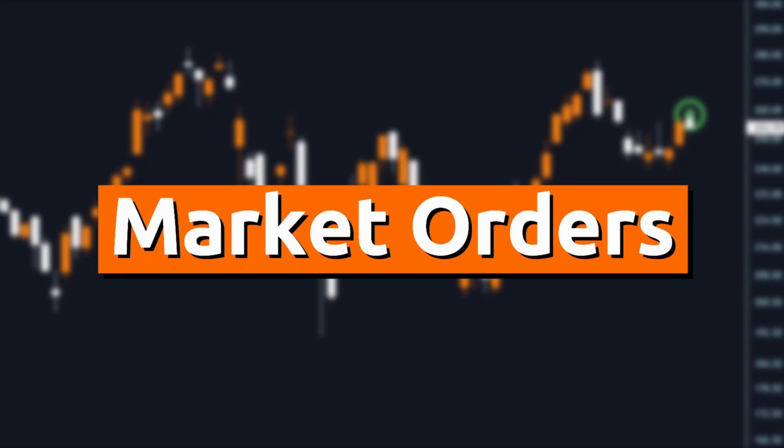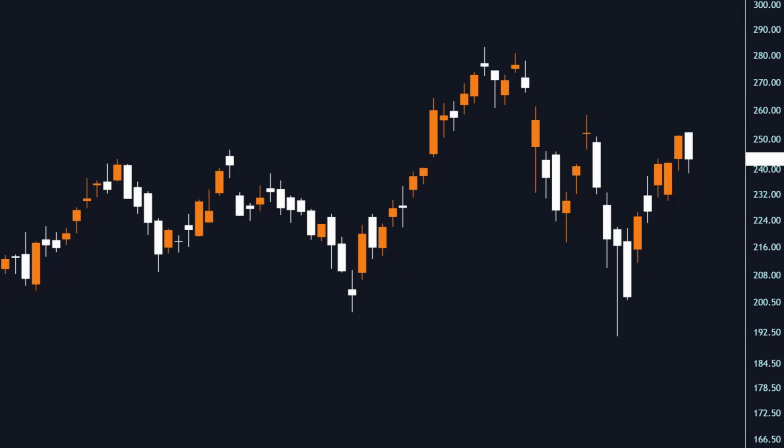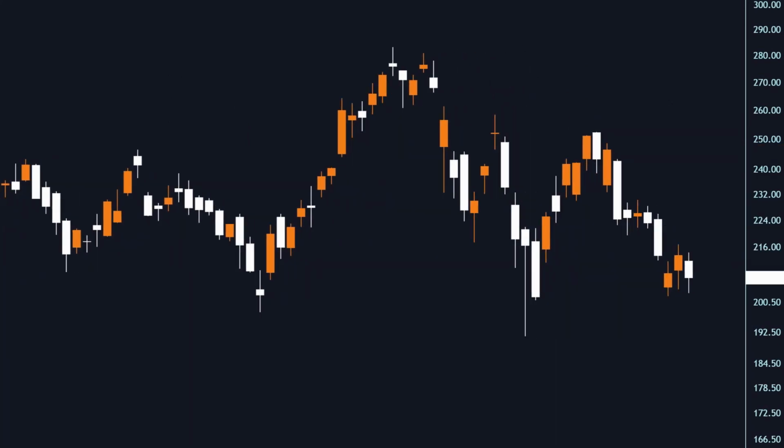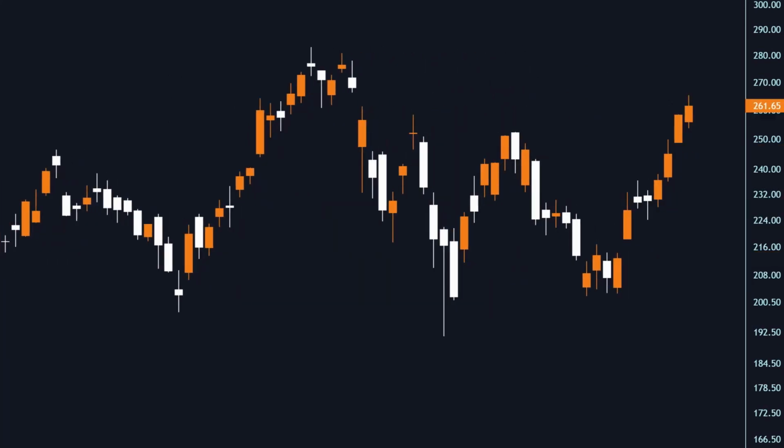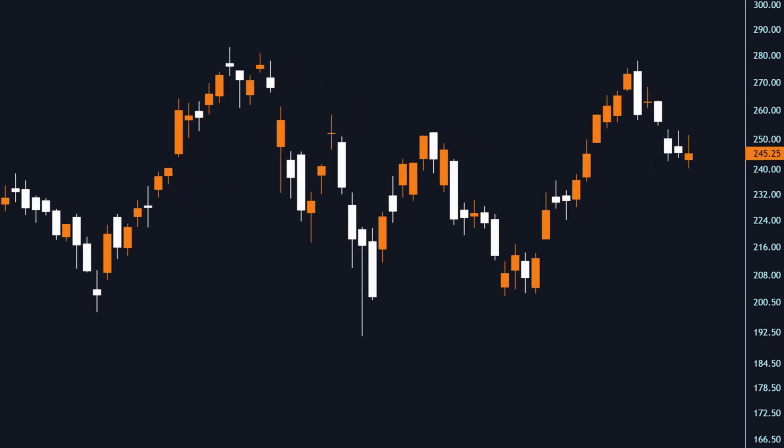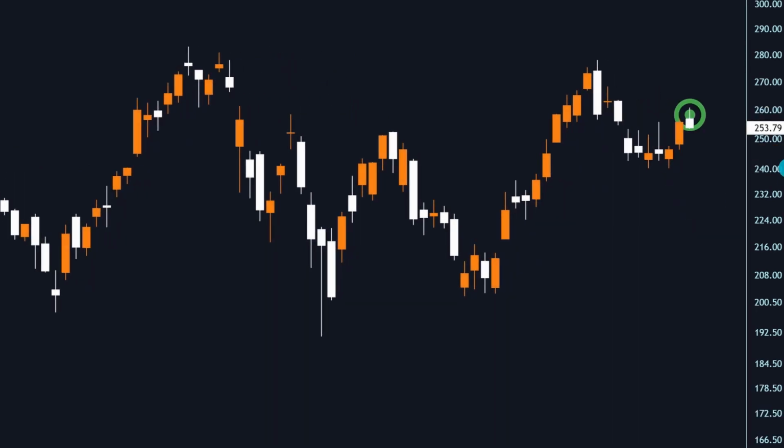All right, the first one we're going to go over is a market order. So a market order is pretty self-explanatory here. We see the stock going up and down. You want to place an order at its current market price. It is just going to fill for whatever the current asking price is. So you can see we just got filled in this example right here.